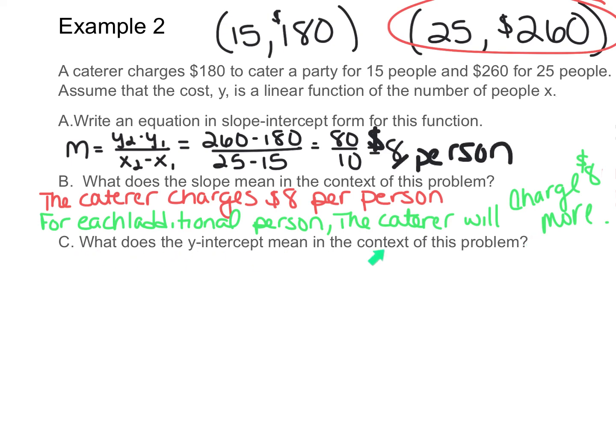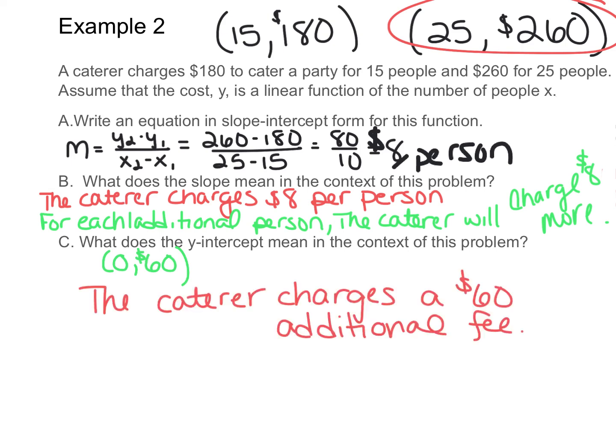Next, we're asked, what does the y-intercept mean? So our y-intercept was 60, okay? So that's always like your initial fee or your starting point. And remember, as an ordered pair, it's 0, 60. So to think about it like that, 0 people, $60. Sometimes it helps you put it into a sentence. So for me, this would be, if 0 people attend, you're going to get charged $60. So what does that mean? Well, in the context of this problem, it would have to be that there's some sort of fee just for using this catering company. So I've stated that the caterer charges a $60 additional fee.